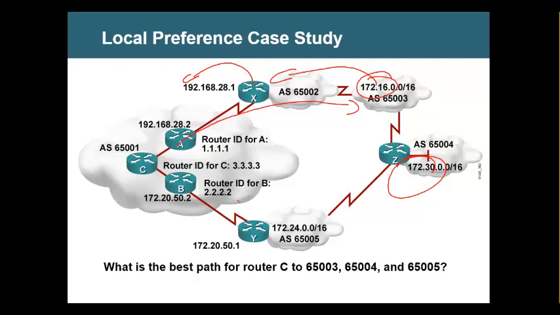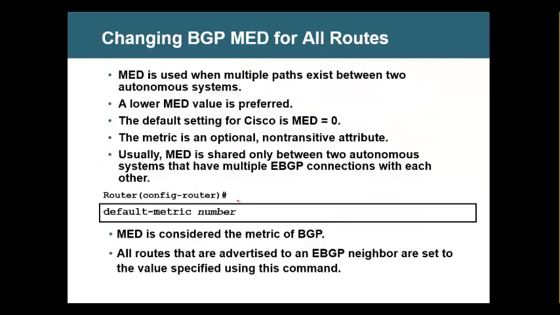Do you have a question? All right. Changing BGP MED for all routes. This is a simple command. For all routes, if you want to change the MED, default MED. Again, you know MED. MED is only used in the dual homing scenario.